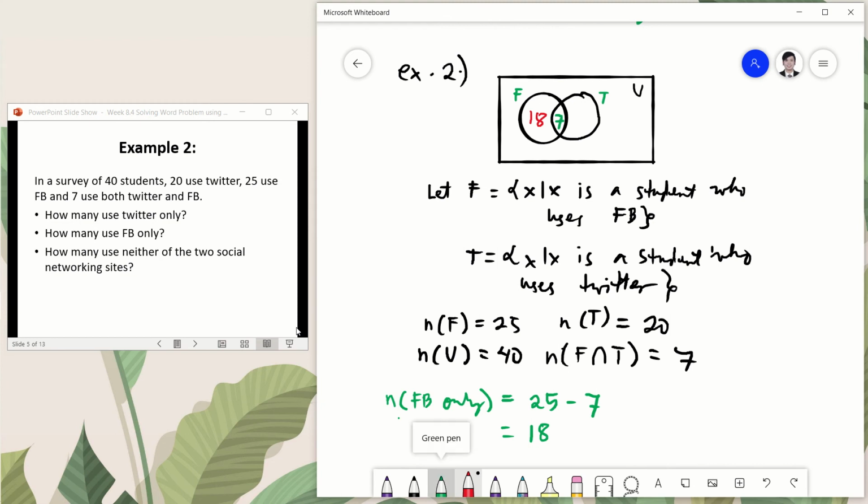And then for you to figure out the number of students who like Twitter only, that means there are 20 all in all with Twitter, but there are again 7 who have Twitter and FB. We only want to know the students who have Twitter only, so we need to remove the 7 who have FB as well. So 20 minus 7, that would be 13. So that means it's 13 in here.